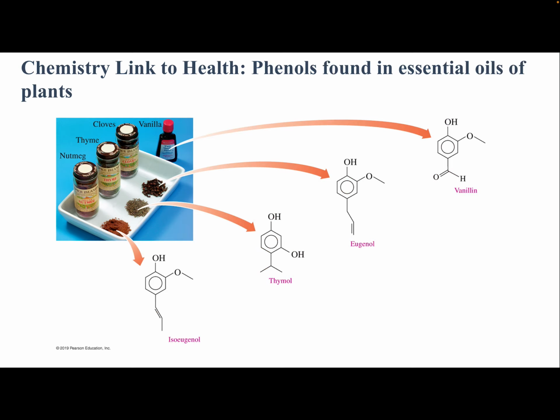We'll see a lot more in the biochem side of this course, but vanillin, eugenol, this is cloves, thymol in thyme, isoeugenol in nutmeg. All of these have a phenol base or a phenol backbone. Again, aromatic compounds is what we call these. Remember? Benzene.